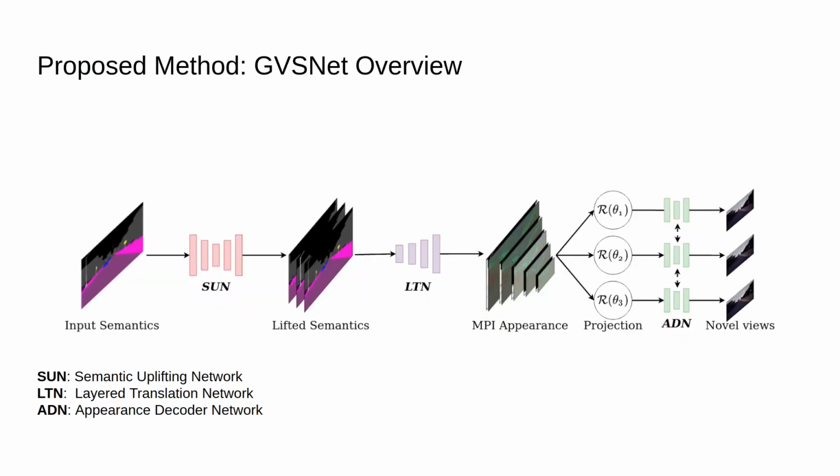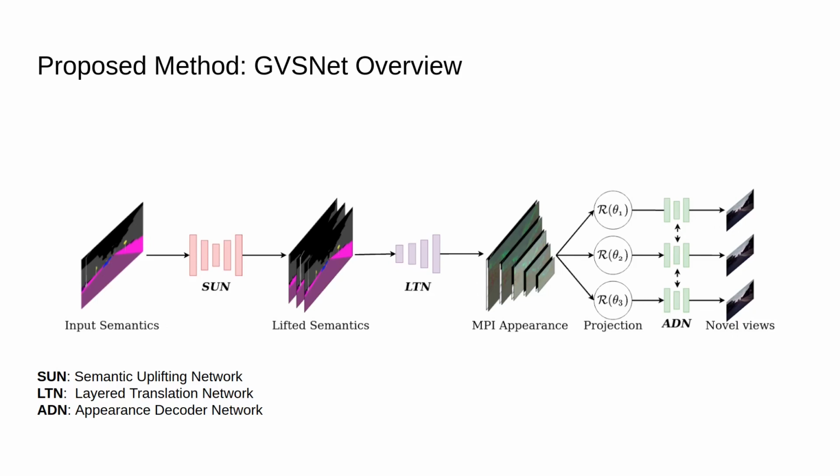Here we present an overview of our proposed GVS approach, called GVSNet. GVSNet renders novel views by first lifting the input semantics into a hybrid layered 3D semantic representation and performing image-to-image translation in this lifted semantic space. Semantic lifting from 2D to 3D is a key idea that enables our method to produce novel views that are semantically consistent to the input semantic map.